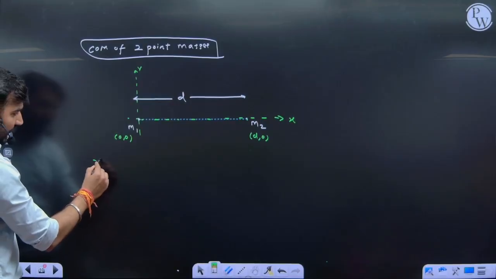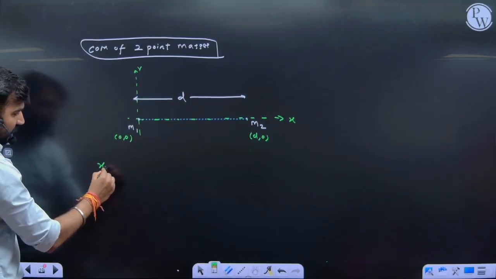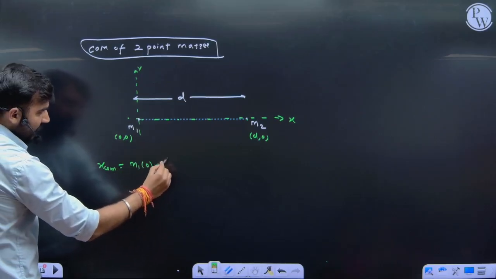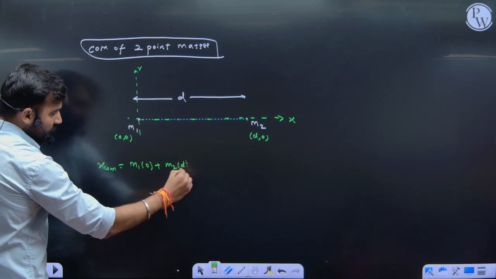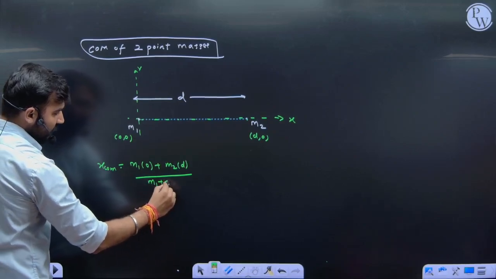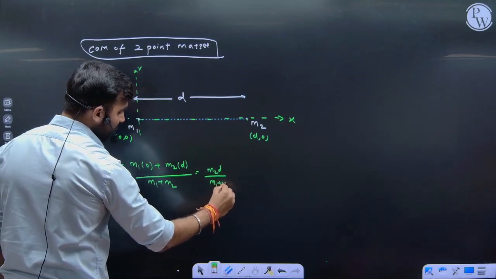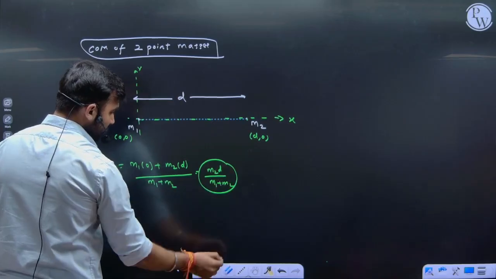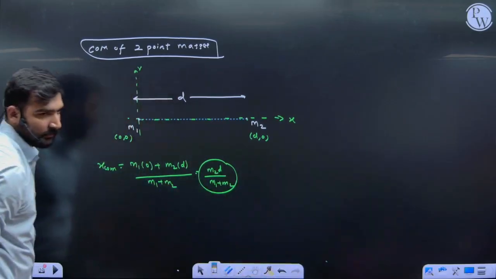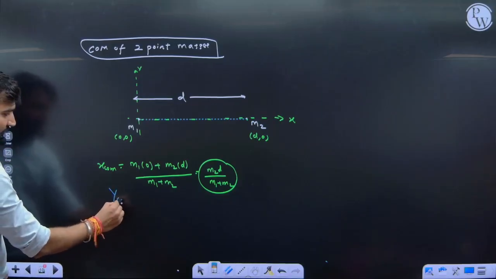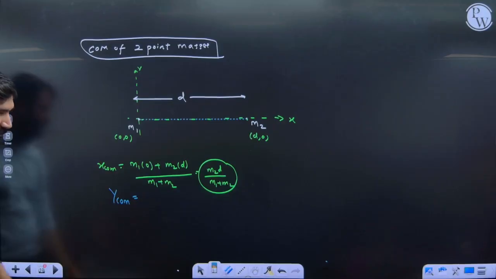Yes, sir. X coordinate of center of mass is, tell me. Sir, m1 x1 where x1 is 0, plus m2 x2 where x2 is d, over total mass m1 plus m2. That is m2 d by m1 plus m2. Everyone, correct or not? Y coordinate of center of mass, don't find it out. It will come out 0.